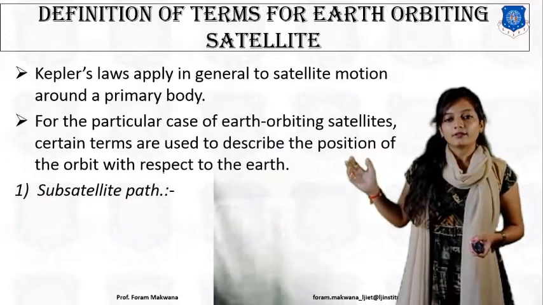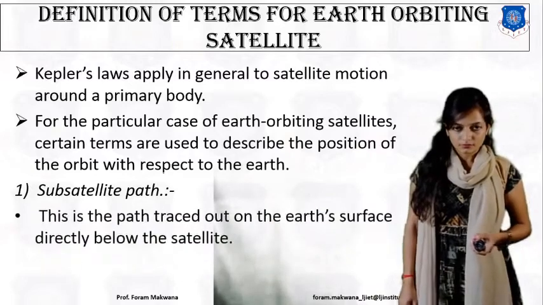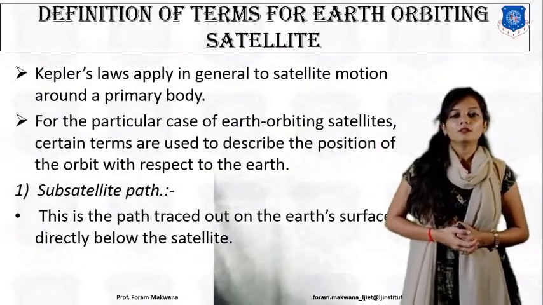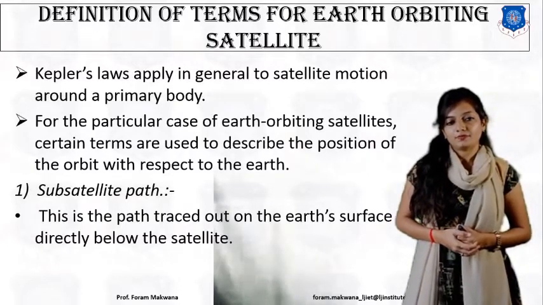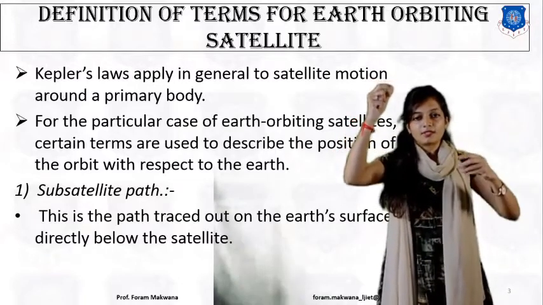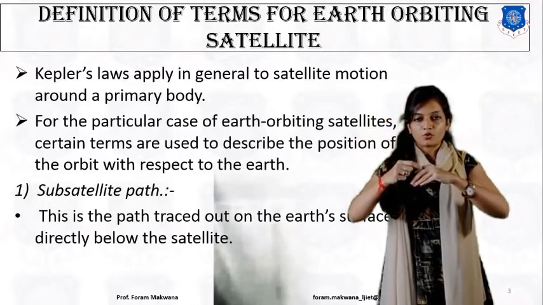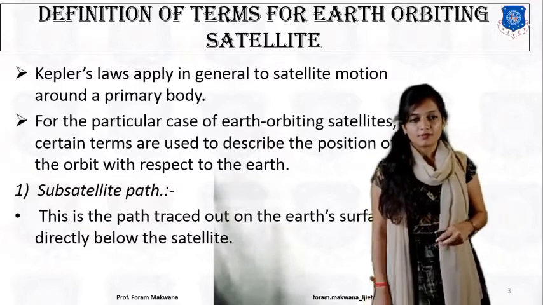What are those definitions? First is sub-satellite point. Now, what do you mean by sub-satellite point? As this is my satellite and this is the surface of the Earth, the vertical projection of the satellite onto the surface of Earth, that point is known as the sub-satellite point.